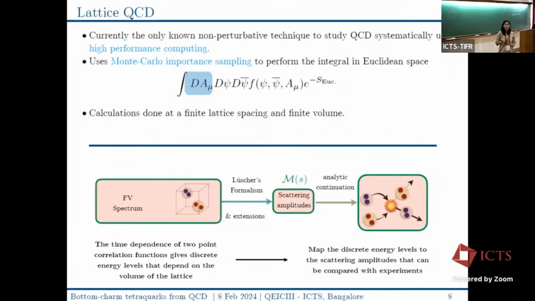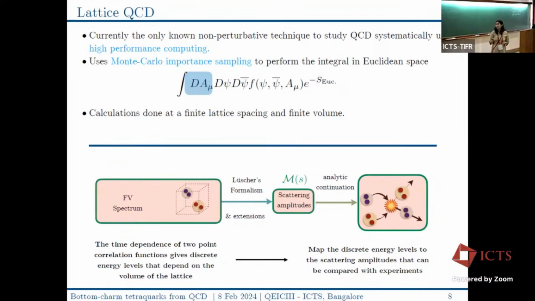But then there are a few caveats. One of them is that lattice QCD is done with a finite lattice spacing, which helps us to regularize the theory, and it is also done in a finite box, using something like periodic boundary conditions.